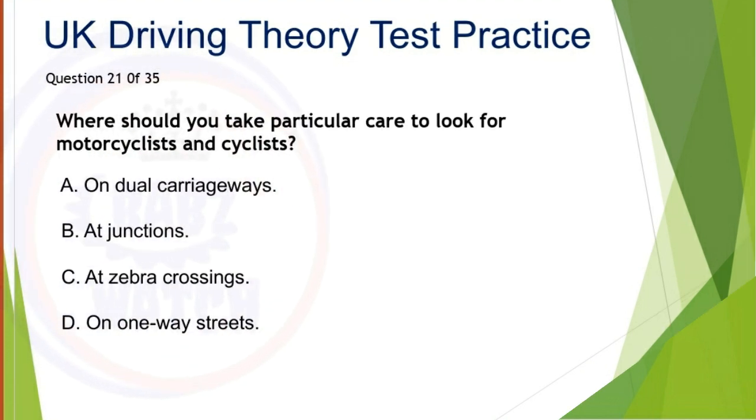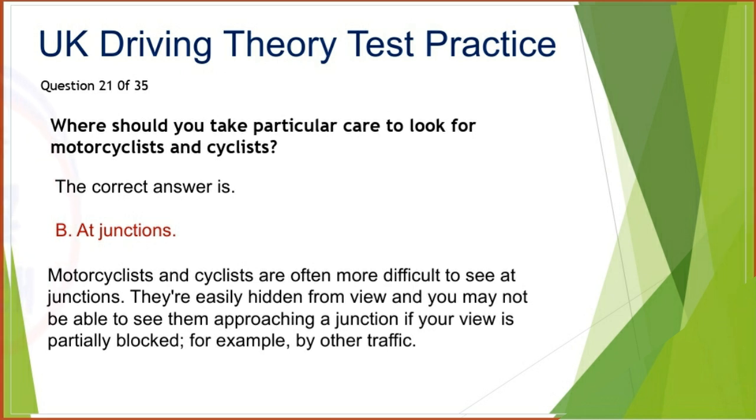Question 21 of 35. Where should you take particular care to look for motorcyclists and cyclists? A. On dual carriageways. B. At junctions. C. At zebra crossings. D. On one-way streets. The correct answer is B.